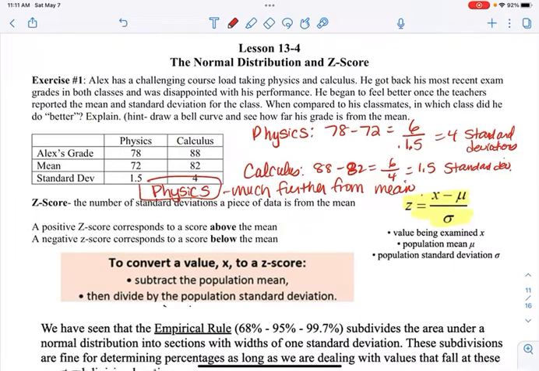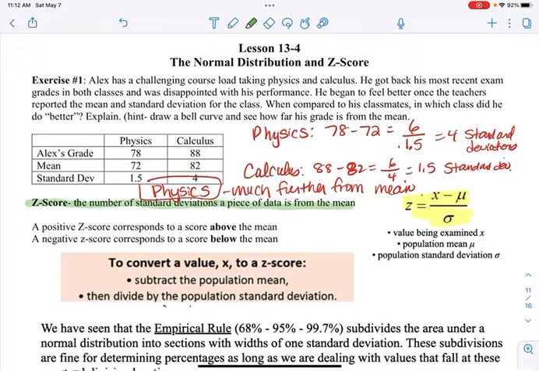All right, so z-score. The z-score is the number of standard deviations a piece of data is from the mean. A z-score is the number of standard deviations a piece of data is from the mean. If I have a positive z-score, that means that my score was above the mean. If I have a negative z-score, then my score is below the mean.